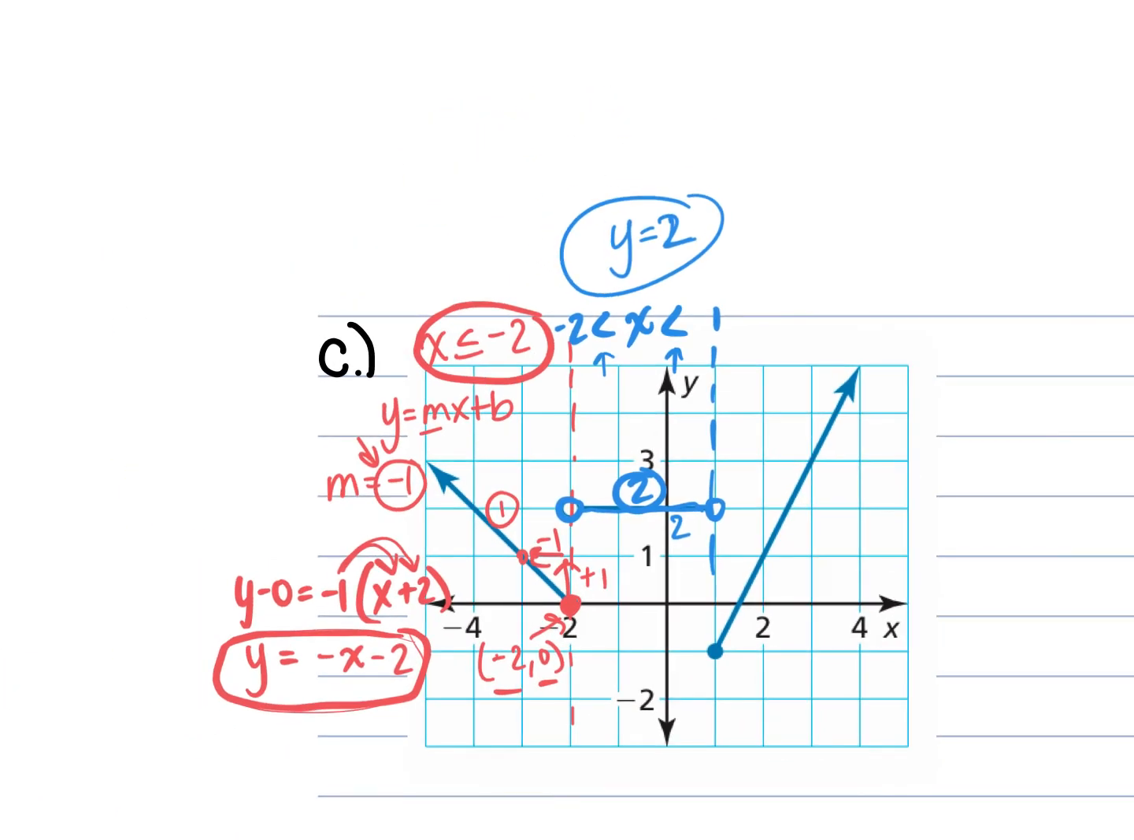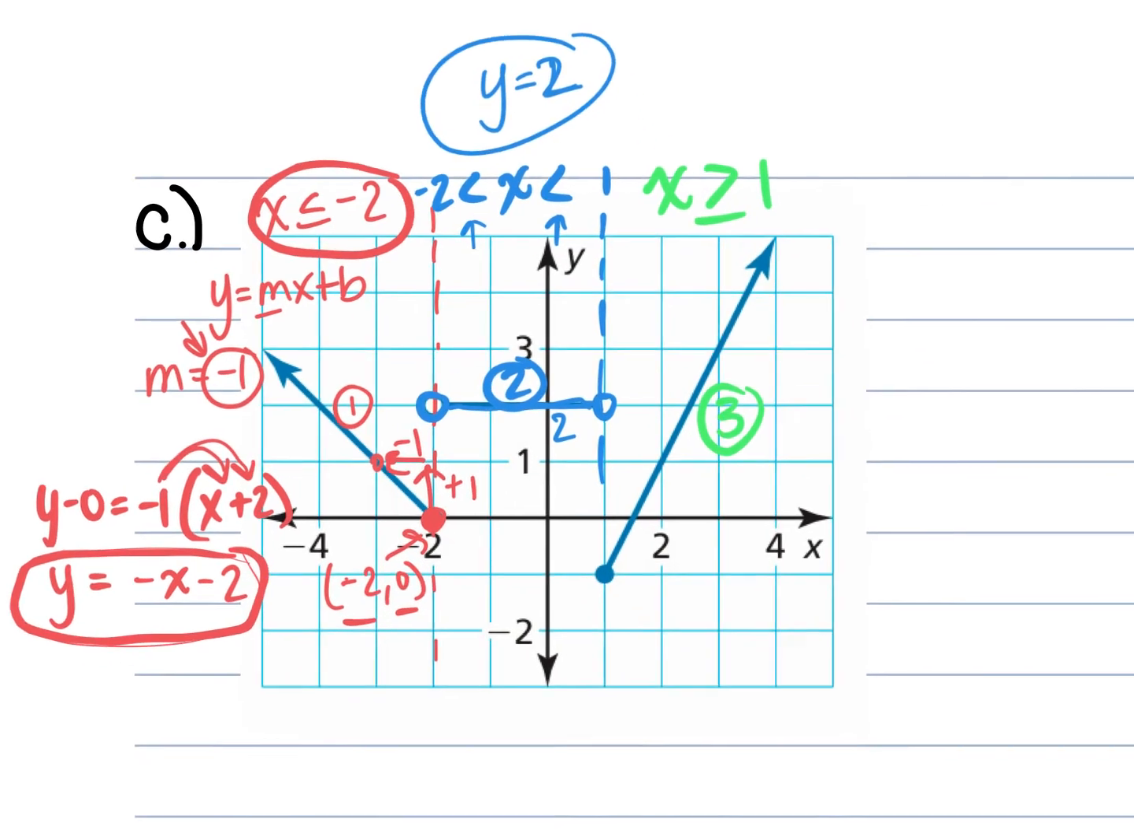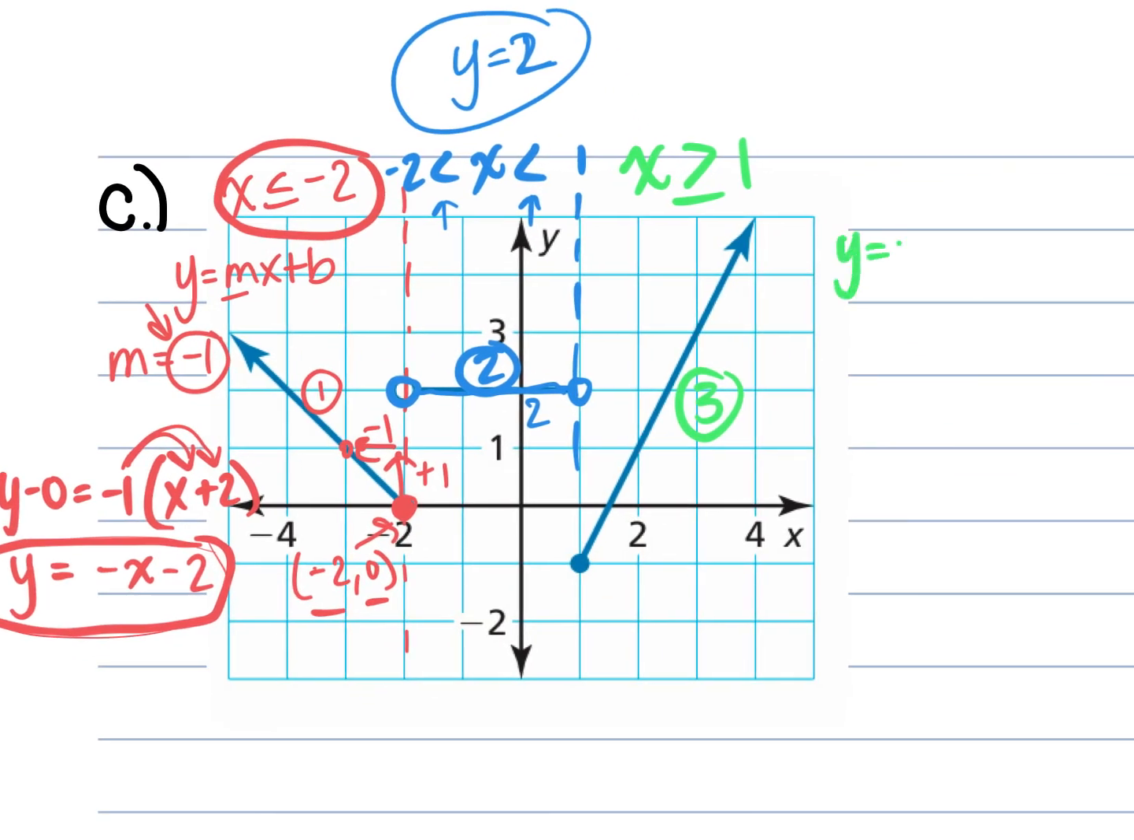So then we move on to the last piece, which is this piece over here. We'll call it piece number 3. We have to create our limits on the x. So our x must be greater than or equal to 1 because all the x values are to the right of 1. And then secondly, we have to come up with the equation. So we're going to use y equals mx plus b. Let's find our slope. Let's start at this point. Here's another point. We're going up 2, so plus 2, to the right 1, so plus 1. So your slope is going to be 2 over 1, which is 2.